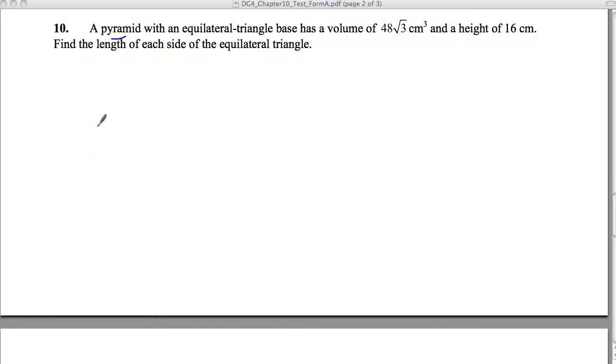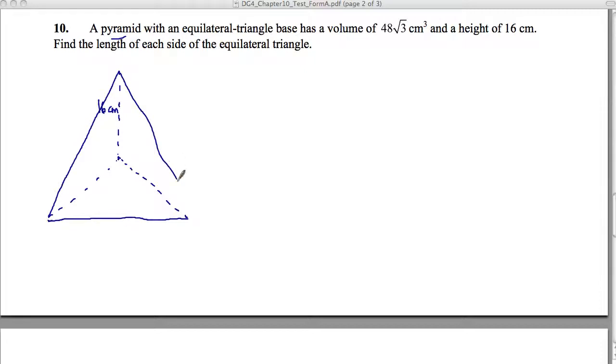So we have this pyramid. The base is an equilateral triangle. I'm drawing it in perspective here. And then the height, we know the height of this triangular pyramid is 16 centimeters. Okay, yeah, not the worst, not the best, it'll do.